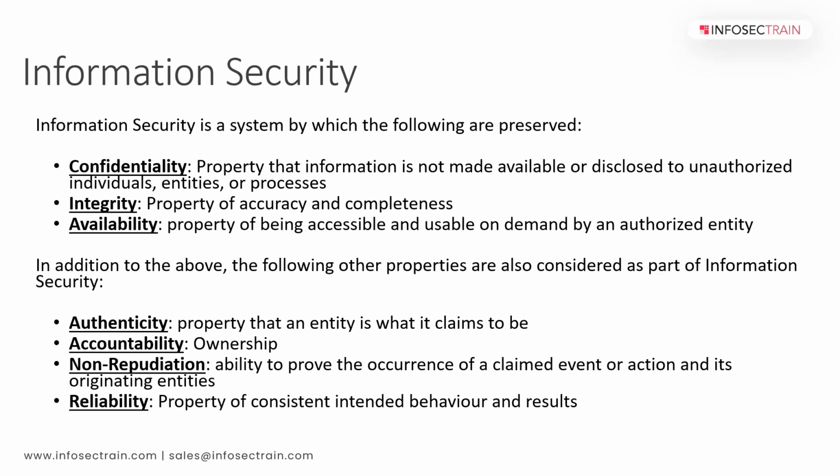Then the third aspect is availability. As long as I have authority to see that information, I should have access to it. That data should be available to me from anywhere, whenever I want. That is availability. So whenever we talk about information security, we ensure that confidentiality, integrity, and availability are preserved.